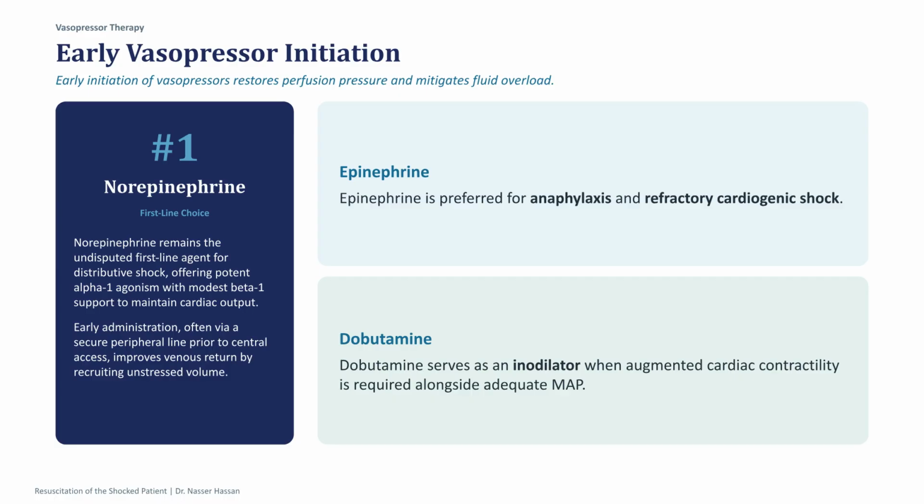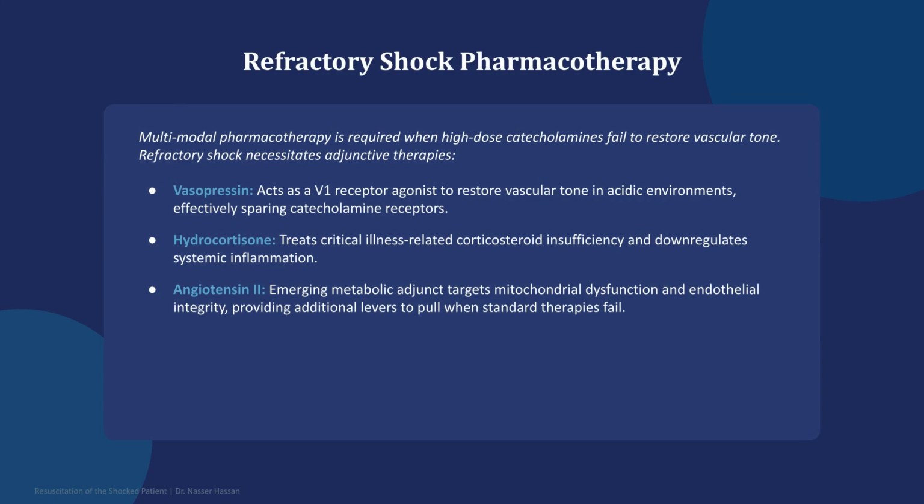Norepinephrine remains our first-line agent. Other options, like epinephrine for anaphylaxis or cardiogenic shock, and dobutamine for its inodilator effects, should be selected based on the specific clinical context. For refractory shock cases, we must look beyond standard catecholamines.